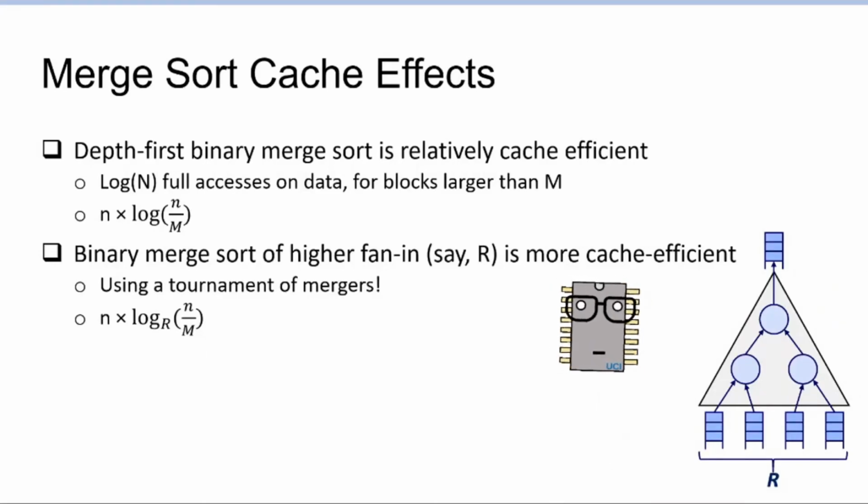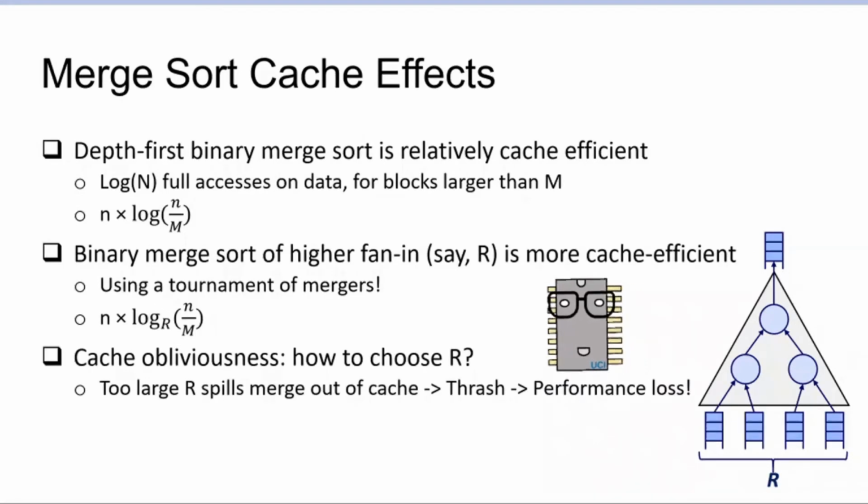Again, as usual, the cache obliviousness problem comes in, where we have to actually choose the value of R. If we choose an R that is too greedy, if R is too large, then the tournament merger spills out of cache, resulting in the single sweep merger thrashing the memory, giving us a sharp performance loss. Again, if we choose too small an R, then we leave performance on the table, which we want to avoid.